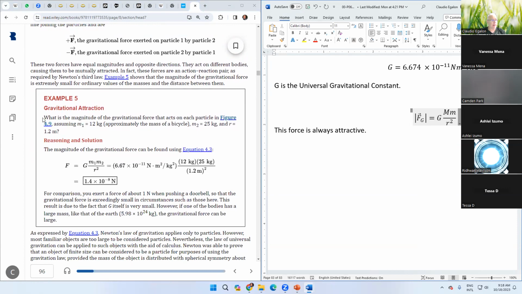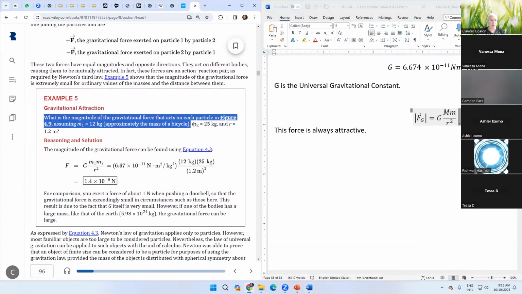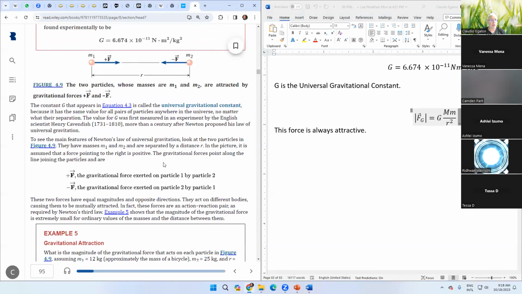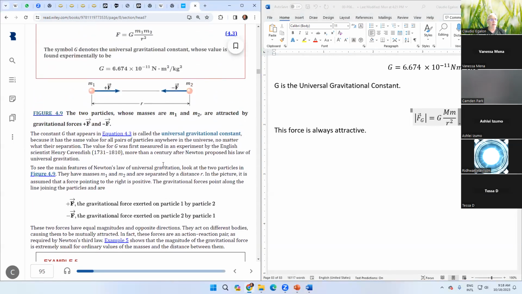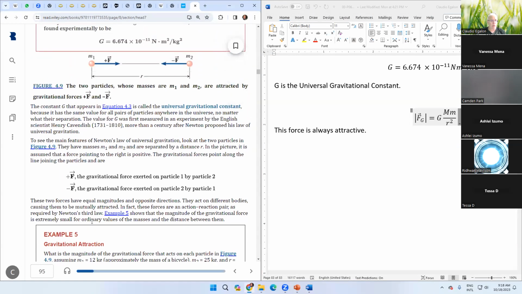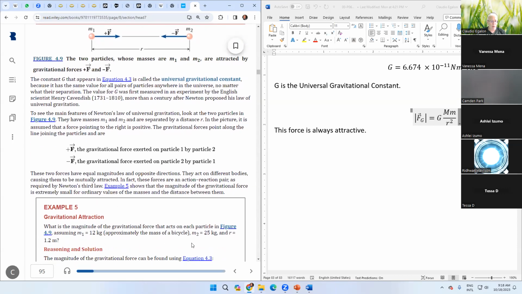Okay, so we can come up with a numeric example here. What's the magnitude of gravitational force that acts on each particle in figure 4.9? Let's see what 4.9 is. Right in here, that's the one. He's giving us the values of M1 and M2. M1 is 12 kilograms, M2 is 25 kilograms, and their distance is 1.2 meters.